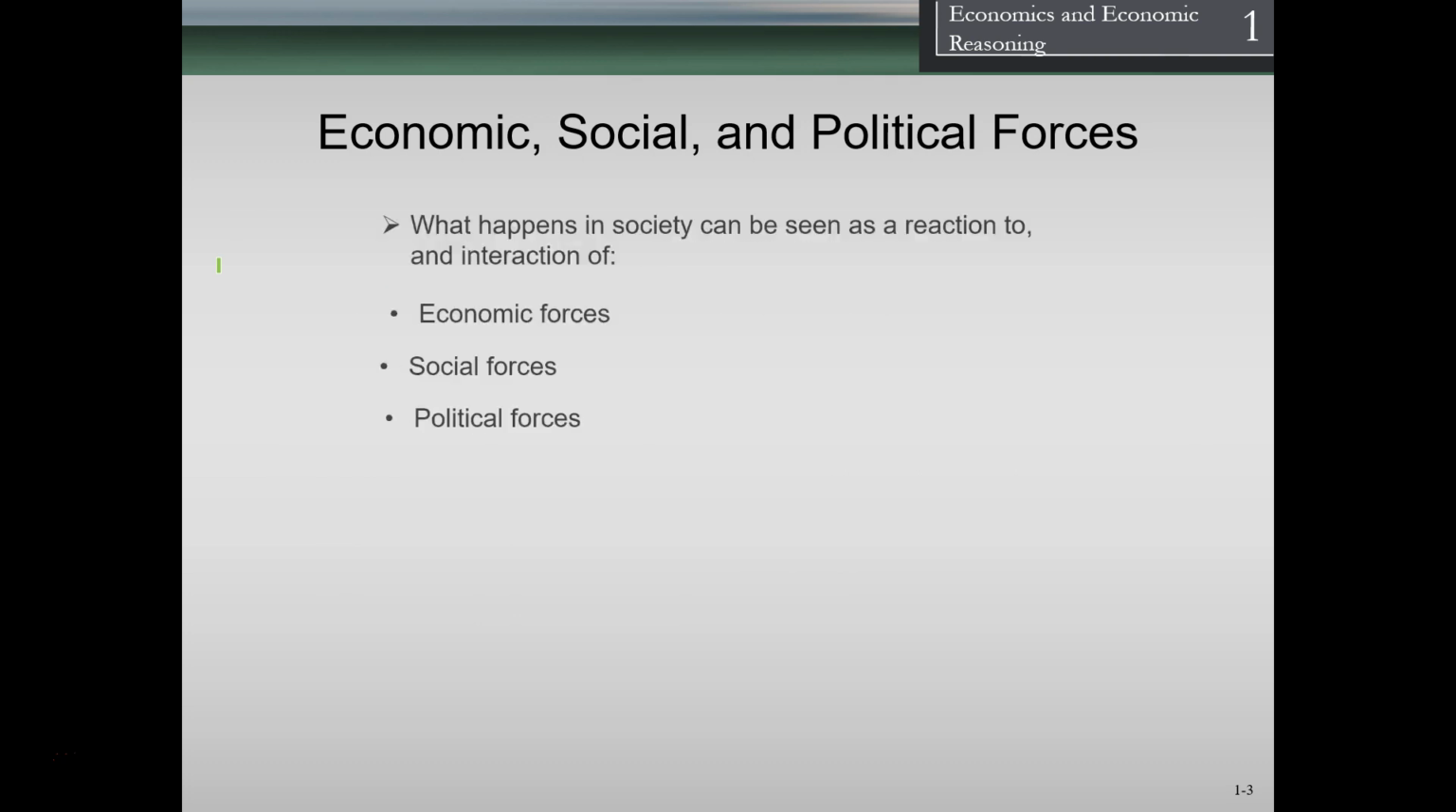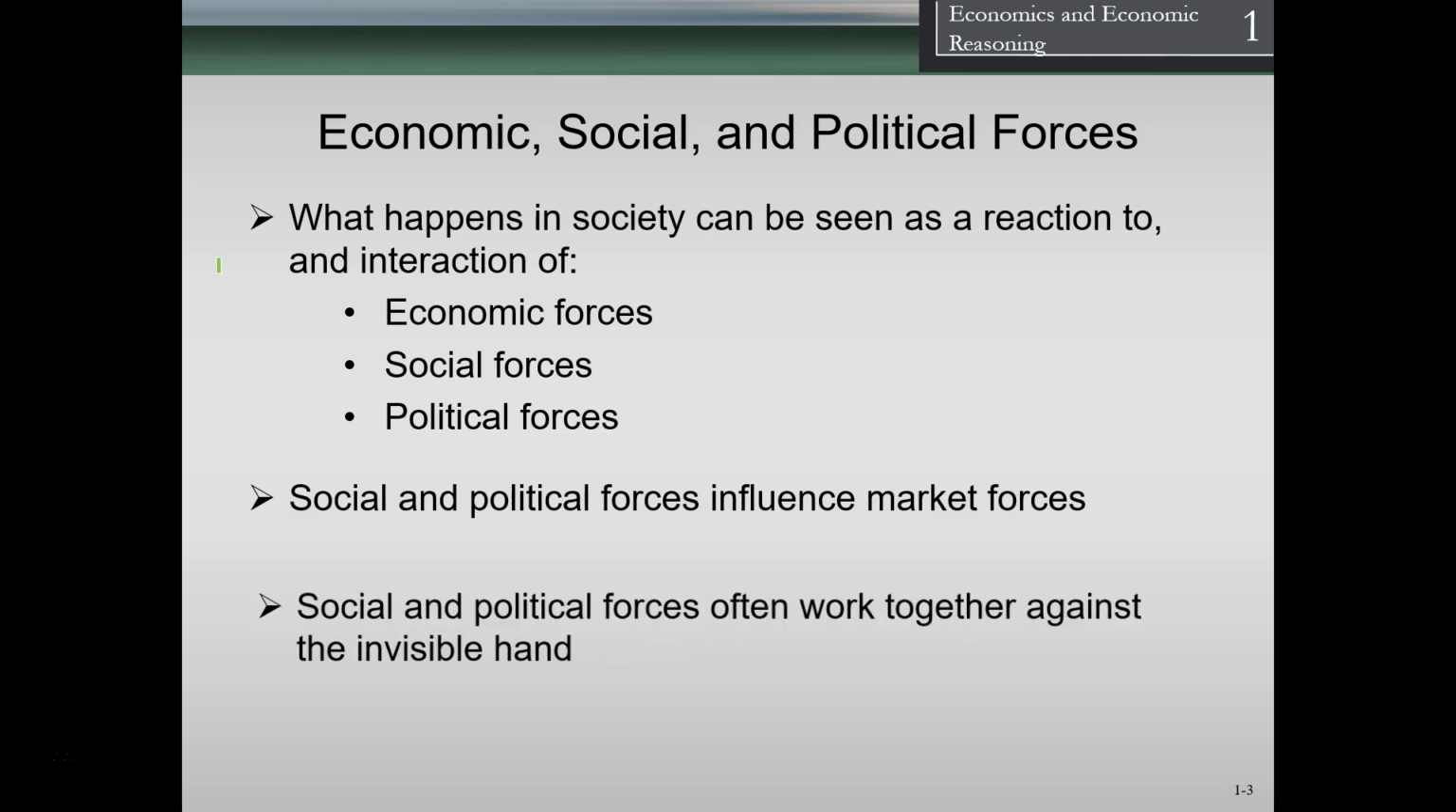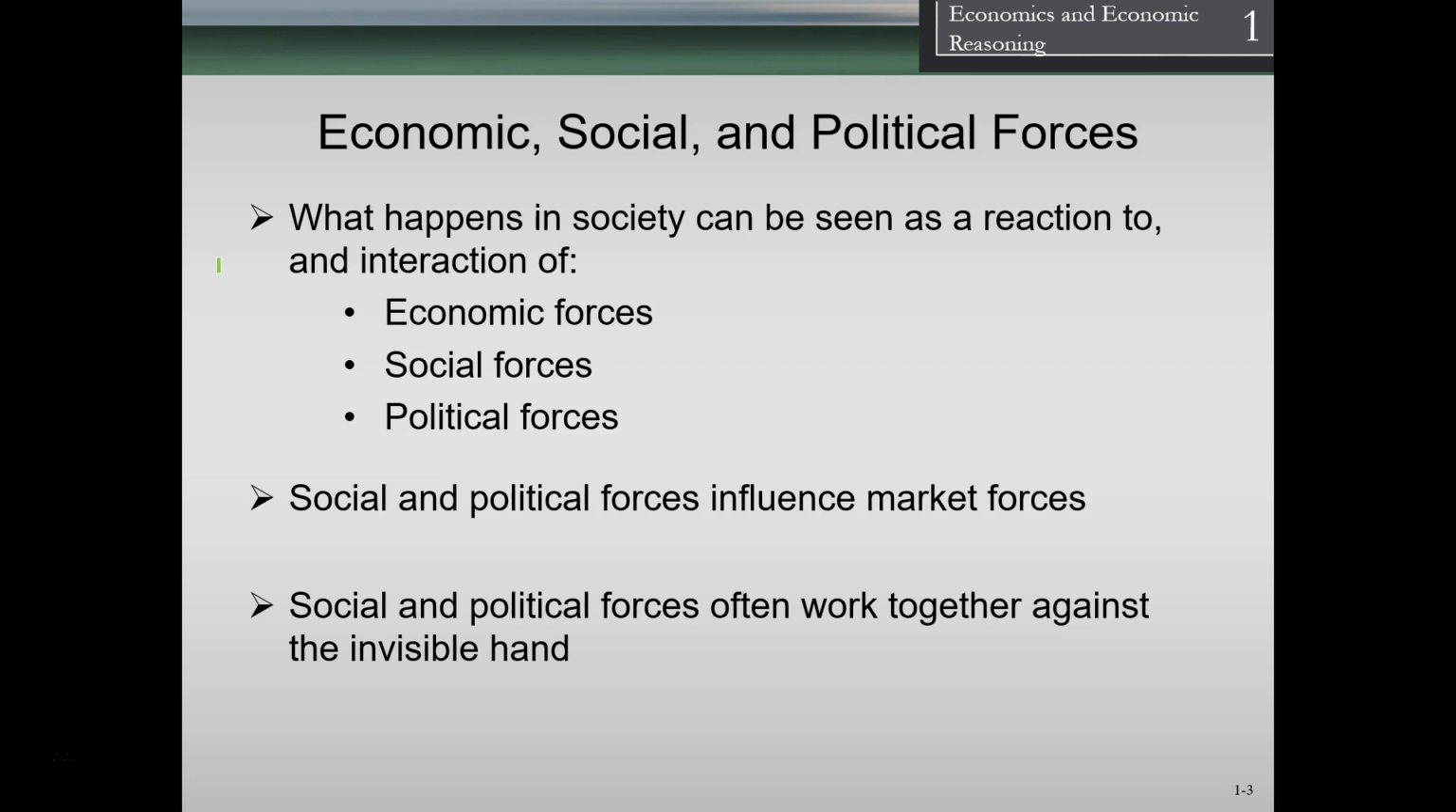So, economic, social, and political forces. Look at what happens in society. What happens in society can be seen as a reaction to and interaction of the economic forces, the social forces, and the political forces. Social and political forces influence market forces, and social and political forces often work together against the invisible hand. So note that there are often going to be conflicts between social forces and individual needs and wants, and what we think about in terms of the entire market. We have different goals and objectives, and sometimes they can work at cross purposes to each other.